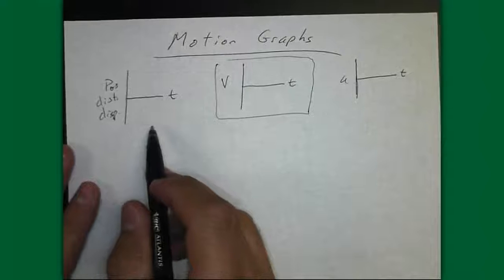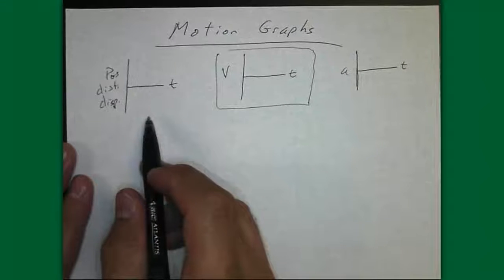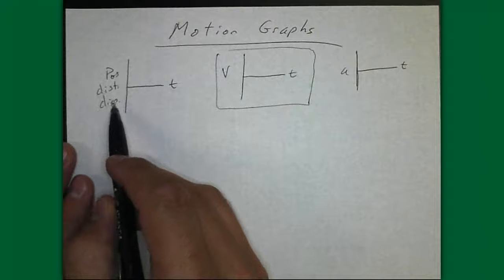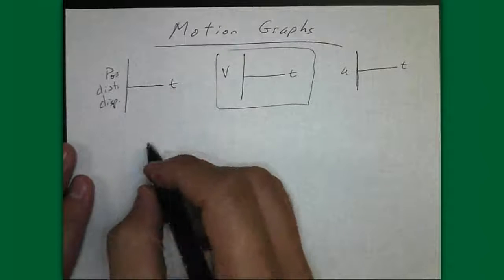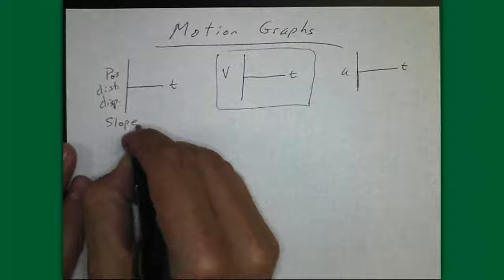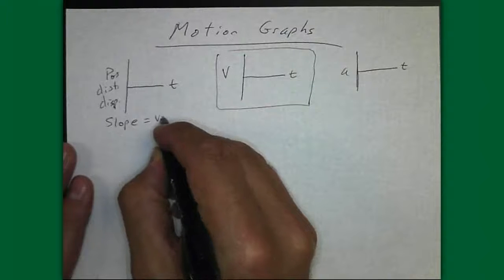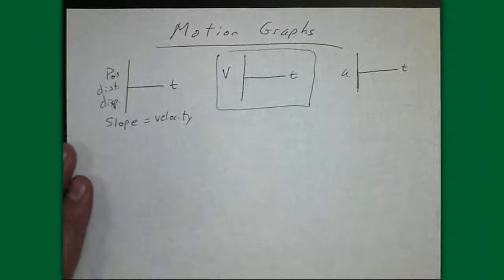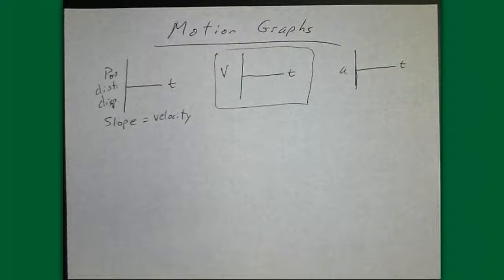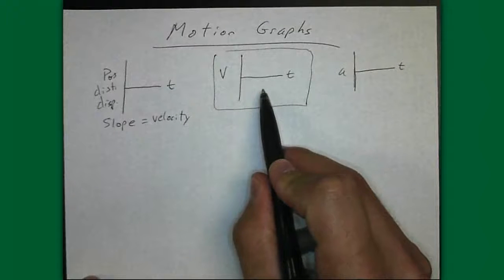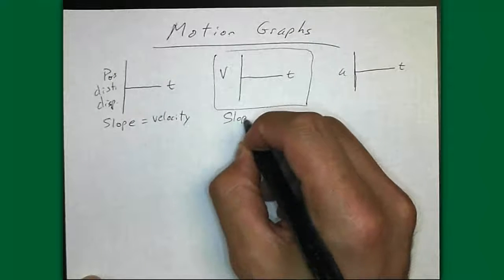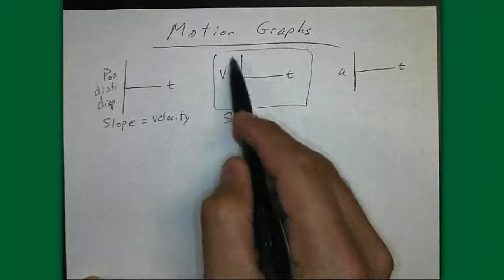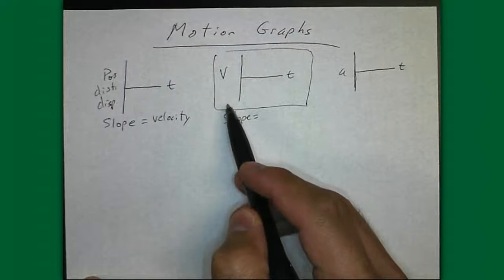So position versus time. The most important thing to remember when you have a position versus time graph, or distance versus time, or displacement versus time, they're all the same graph, is that slope represents velocity. Everything you can tell me about the slope of that graph represents the velocity. This graph right here, slope will still represent something, but it will not be velocity, because velocity is what's being graphed on the y-axis here.